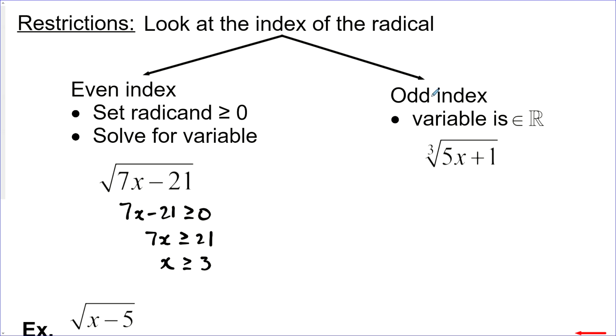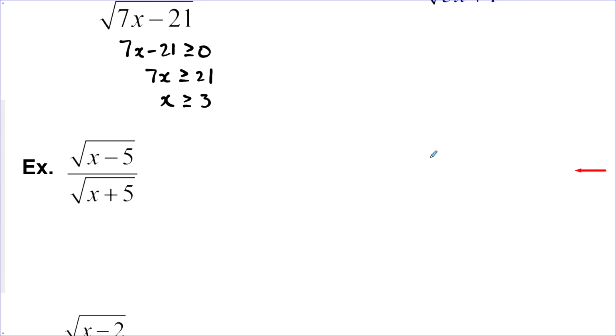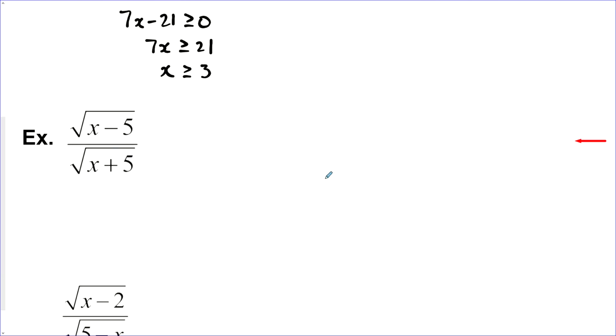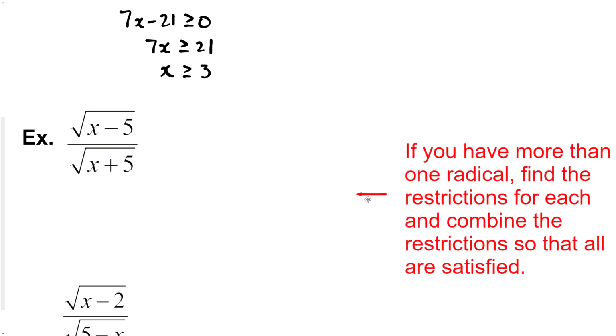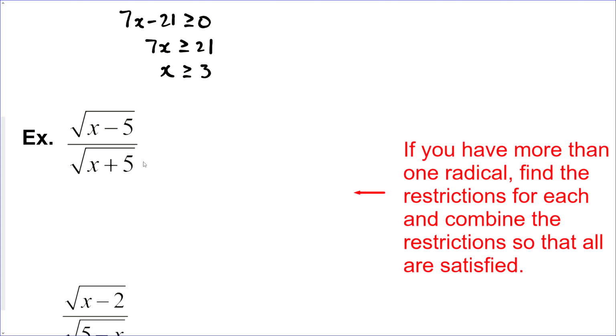If we had an odd index, then it doesn't matter what's in the radicand, positive or negative, so our variable can be any real number. Now if we have something like this, we've got to look at the two radicals independently and then compare the restrictions to find an overall one that works for both.